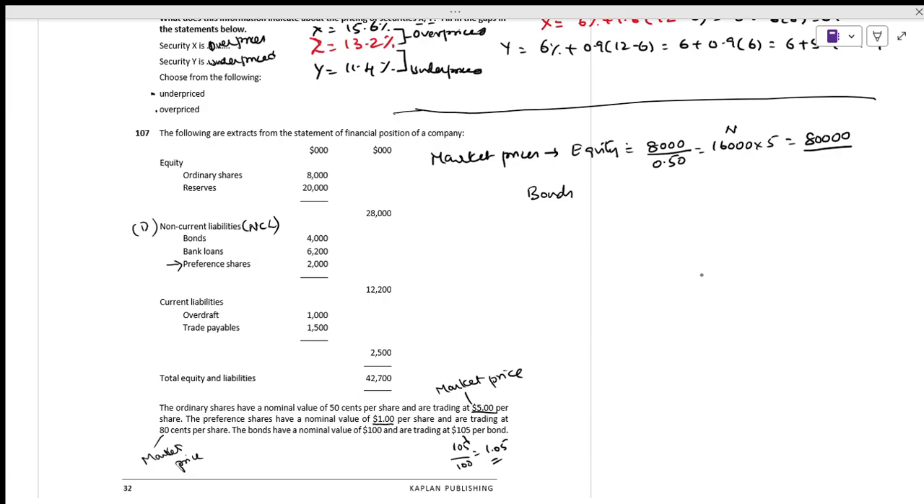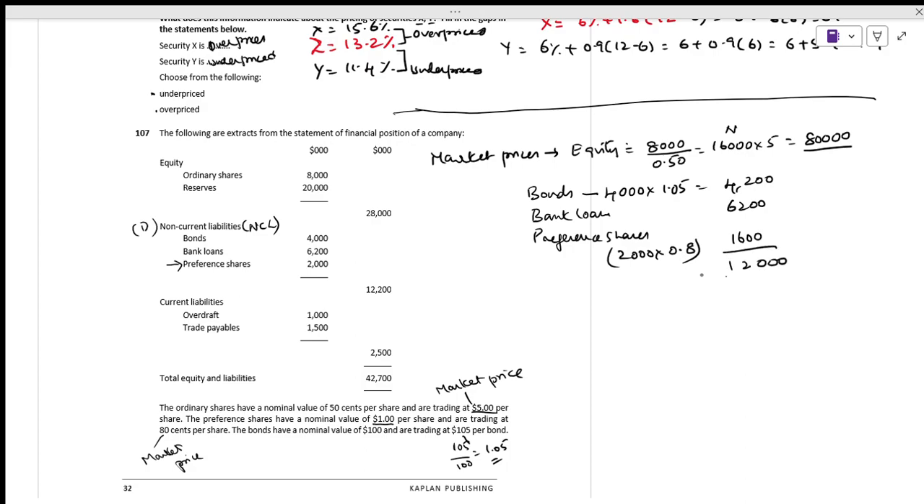Then you take bonds. How much are the bonds? 400, and the price is 1.05, which we have done. It comes to 4200. Then bank loans: 6000, no information is given. Then preference shares: 2000 times 0.8, 80 cents, comes to 1600. If you total, it comes to 12,000. Gearing is debt divided by equity, or NCL divided by equity. NCL we are taking depending on the situation. 12,000 divided by 80,000 comes to 0.15 or 15%.